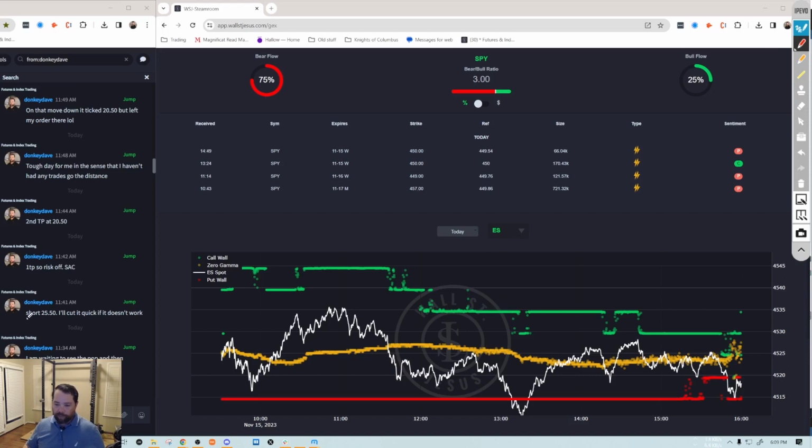So I told them right there, I'm short 25.50. I'll cut it quick if it doesn't work. And again, that's because of where we're at. You know, we're right here at this critical level. So it's an order flow entry based on the delta.